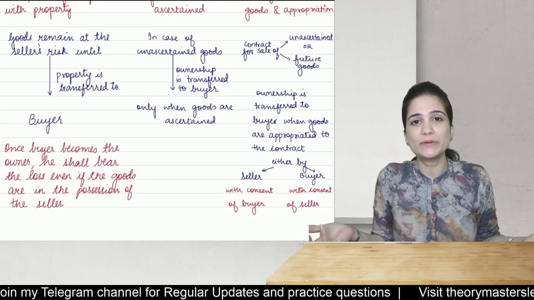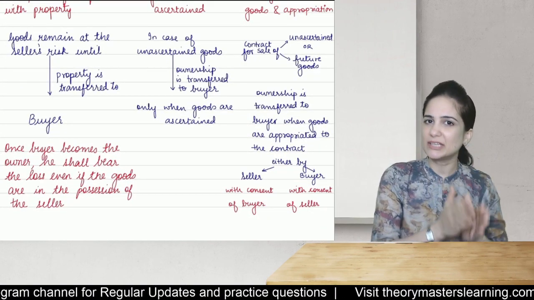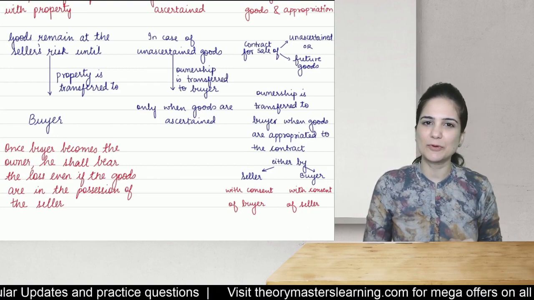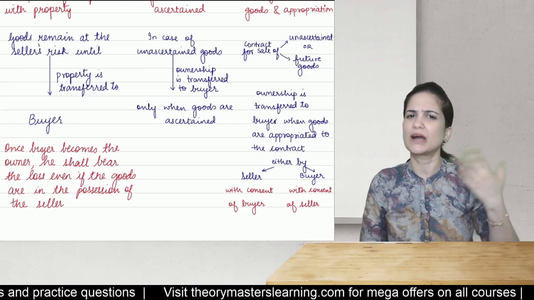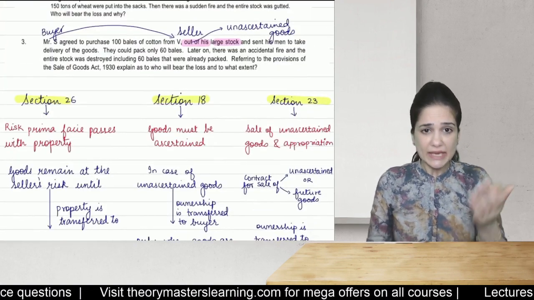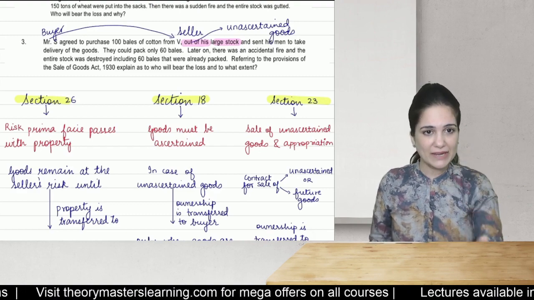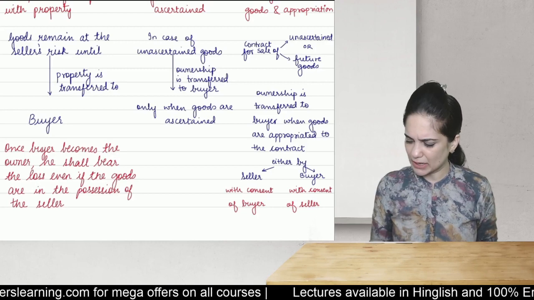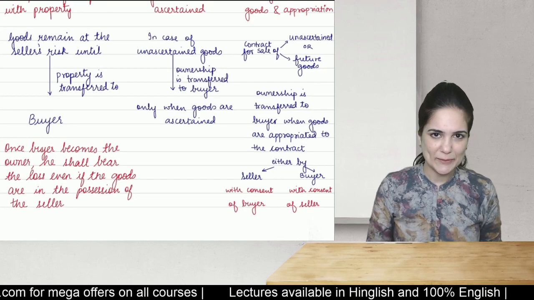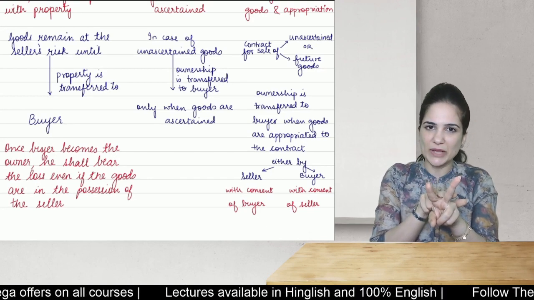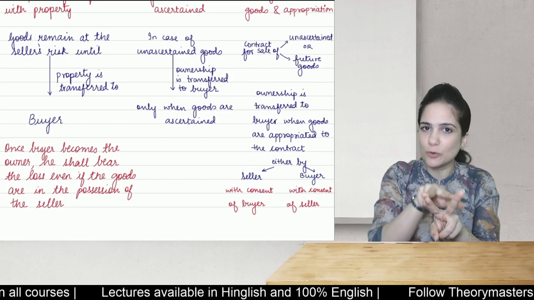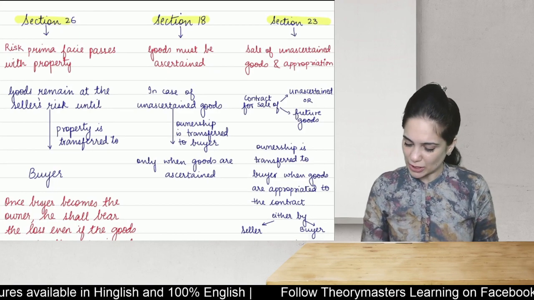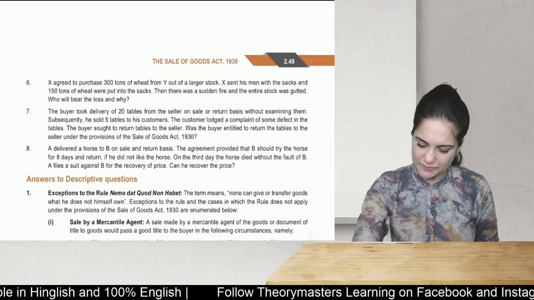Now, how does appropriation take place? It is done either by the seller with the consent of the buyer. Like here, the goods are appropriated by the seller with the consent of the buyer. How do you know the buyer has consented? He has sent his men. The men are involved in appropriating the goods, or it may be done by the buyer with the consent of the seller. So both have to be read together because ascertainment and appropriation both are required to pass the ownership in case of unascertained goods. So now students, let us go through the model answer.